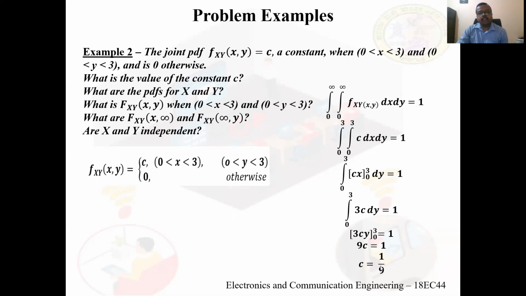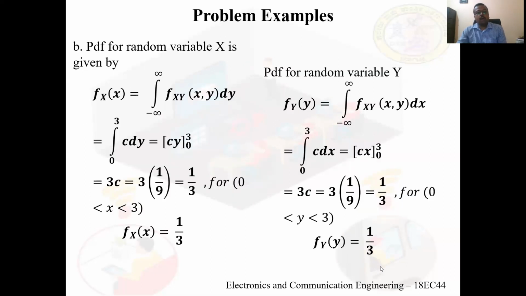Next, we need to find the PDF for X and Y. Now, how do you find the PDF for random variable X? What is the formula? f_X(x) is equal to the integration from minus infinity to infinity of f_XY(x, y) dy. Now, what is this f_XY(x, y)? It is nothing but c, and the range is 0 to 3 here.